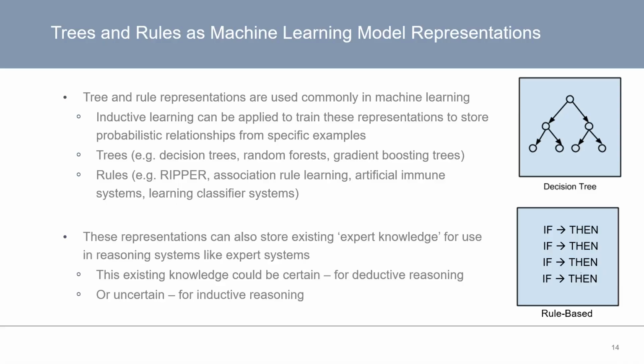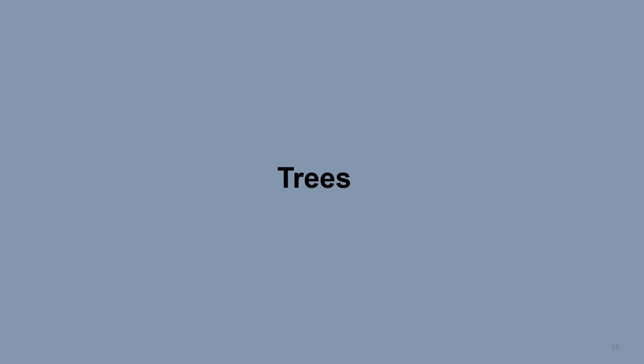Outside of machine learning, these representations can also store existing expert knowledge for use in reasoning systems, such as expert systems or other knowledge-based systems. This existing knowledge could either be certain for using deductive reasoning or uncertain for using inductive reasoning. Now let's focus on tree representations in particular.